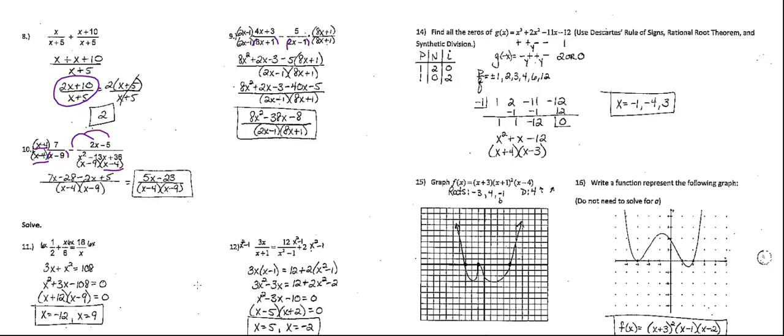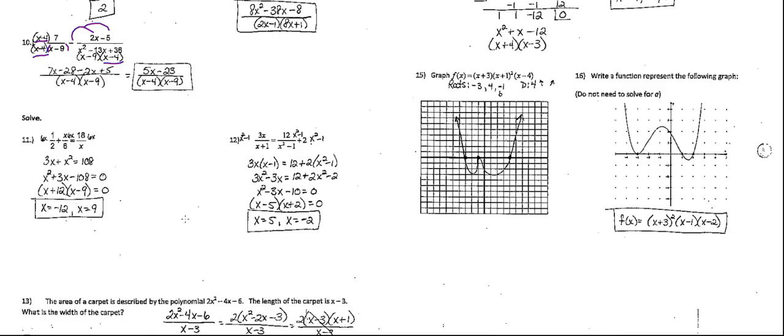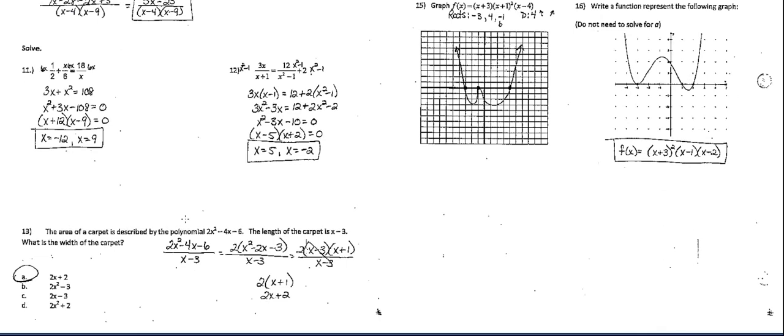Now number 11 and 12, you are solving. So the easiest way to do these is to find the LCD and then multiply each term by the LCD. So here the LCD is 6x. So I multiply each term by 6x. 6 over 2 is 3, that's why I have 3x. 6 over 6 cancels out, so I have x times x, which is x squared. And over here the x's cancel out. 18 times 6 is 108.